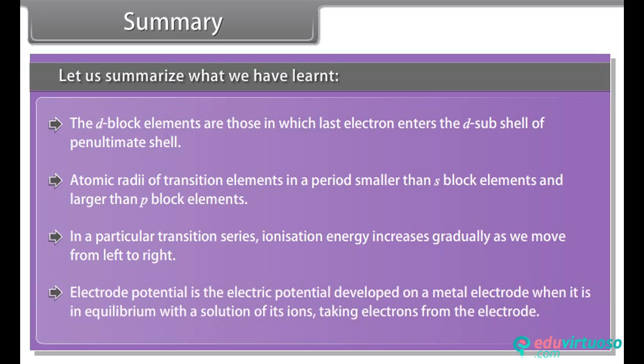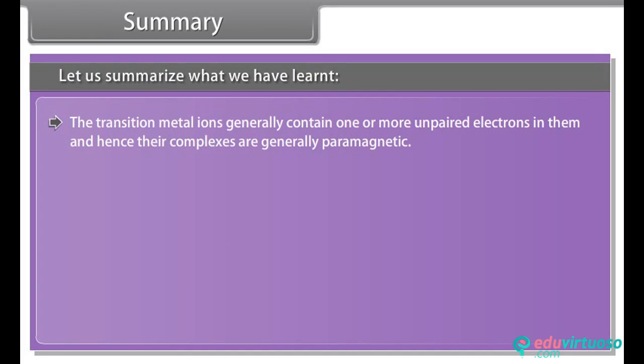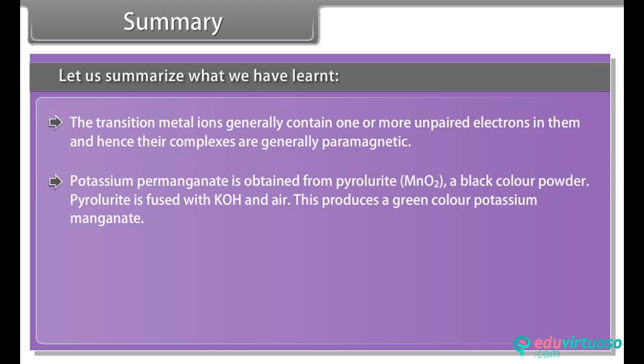Electrode potential is the electric potential developed on a metal electrode when it is in equilibrium with a solution of its ions taking electrons from the electrode. The transition metal ions generally contain one or more unpaired electrons, and hence their complexes are generally paramagnetic. Potassium permanganate is obtained from pyrolusite, a black color powder. Pyrolusite is fused with KOH and air. This produces green color potassium manganate.